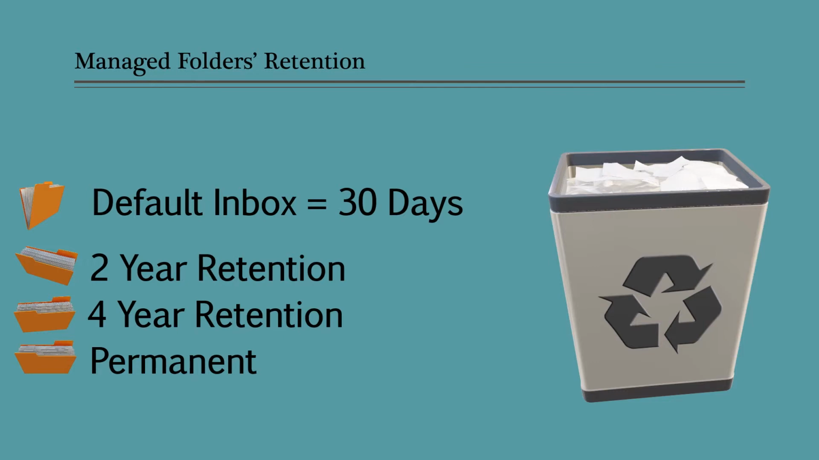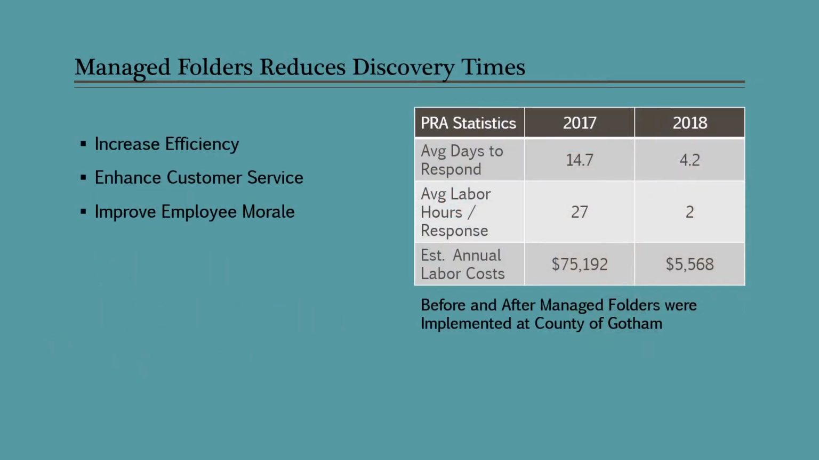Pretty straightforward. You move a contract email from your inbox into your 4-year retention, and it will stay in your email for 4 years. And of course, once everything meets the retention schedule, it goes away. But of course, everything in the permanent stays permanently. And the purpose of the managed folders is to reduce discovery times.